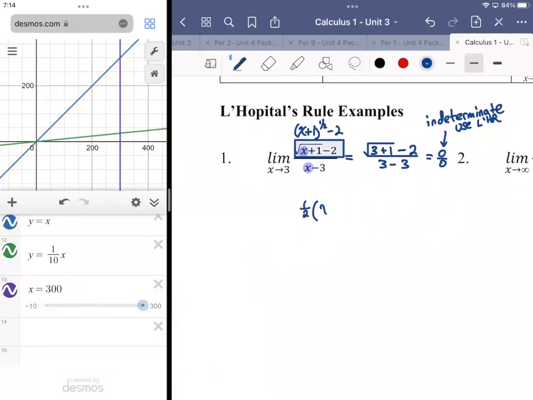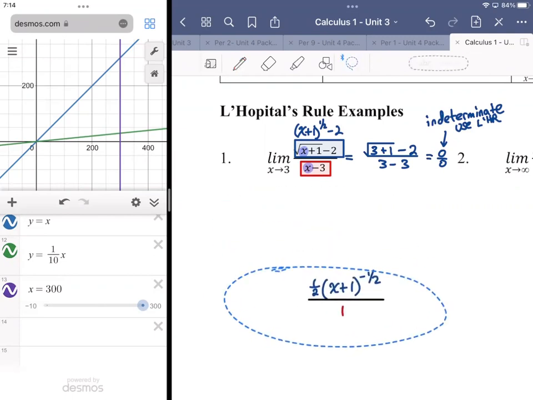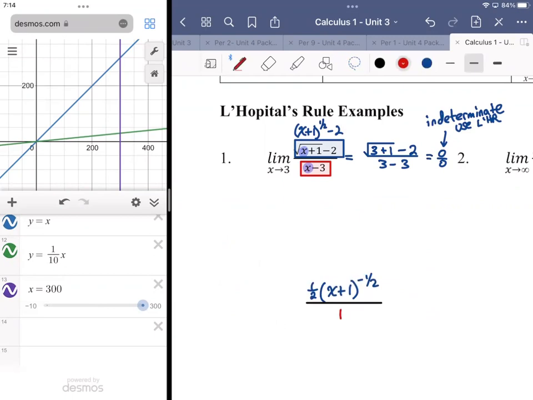1/2 x plus 1 to the negative 1/2. The 2 is irrelevant because it's constant. Derivative goes to 0. Then I'm going to take the derivative of the bottom separately, as if it's its own problem. All right, the derivative of x minus 3 is just going to be 1. This is all with respect to x. So in fact, I'm going to write an extra step in here. You wouldn't have to write this. I just want to do it so I can be absolutely clear what we're doing.